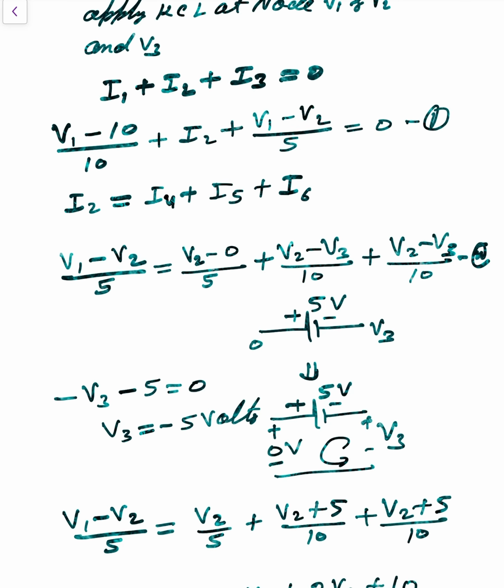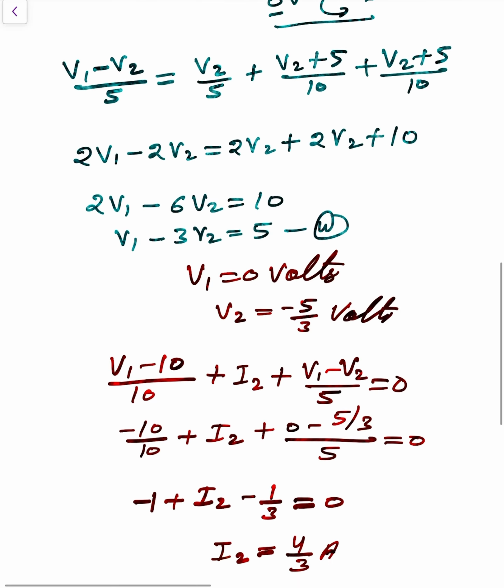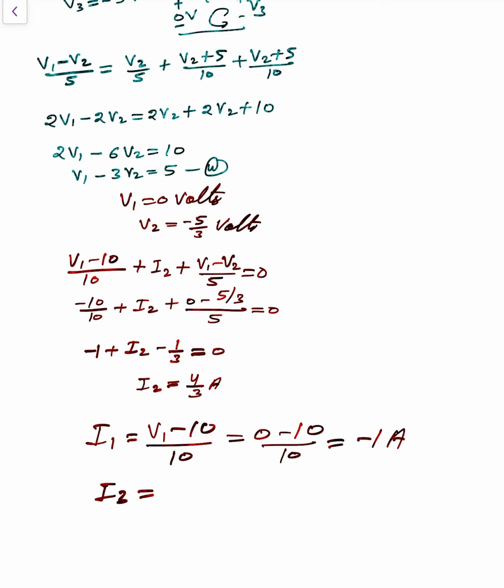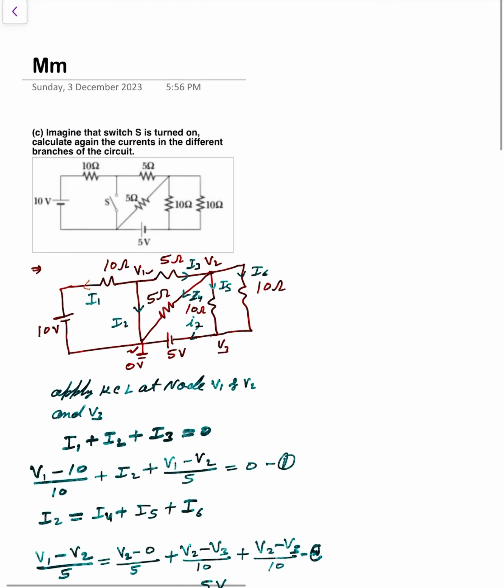Now what about I1? I1 is V1 minus 10 divided by 10. So 0 minus 10 divided by 10, that is minus 1 ampere. I2 is 4 by 3. And what about I3?